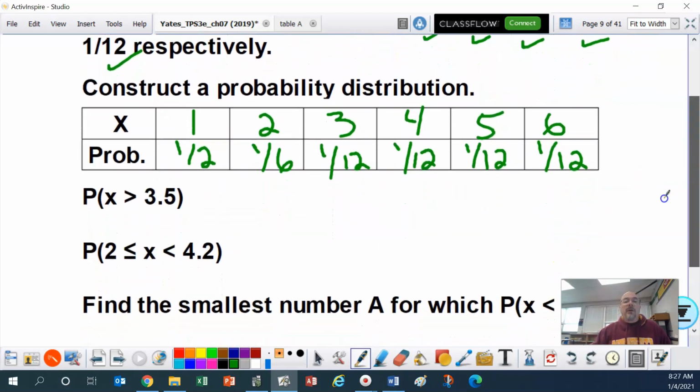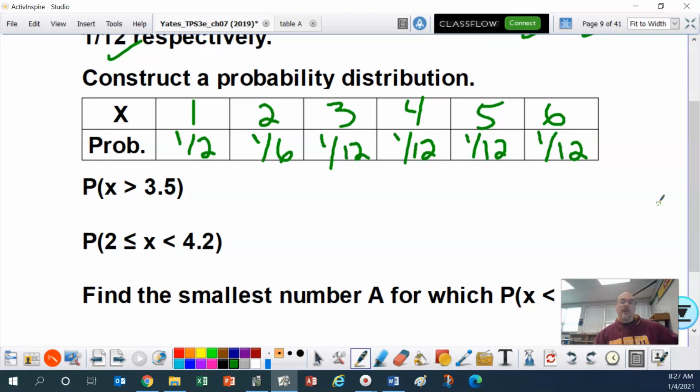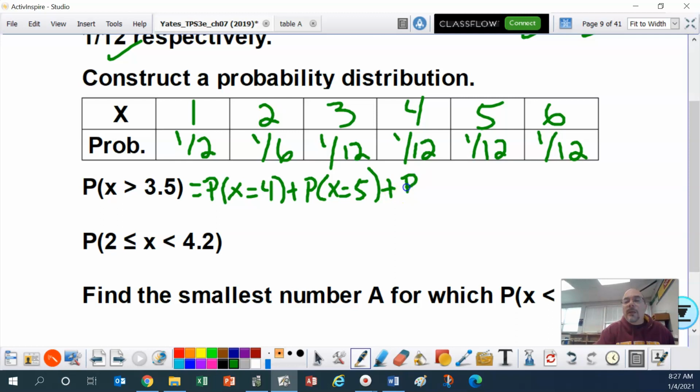All right, so now this question is, what is the probability that x is greater than 3.5? Well, greater than 3.5, ladies and gentlemen, that would be the probability that x equals 4, plus the probability that x equals 5. Please get used to writing out this notation like this, okay? Plus the probability of x equaling 6.